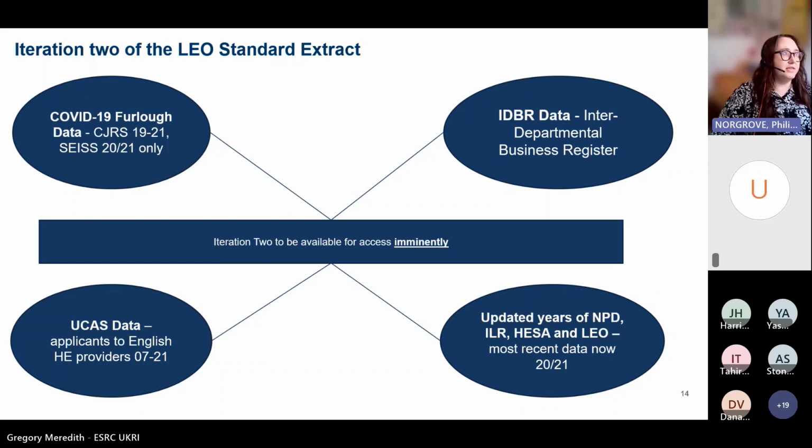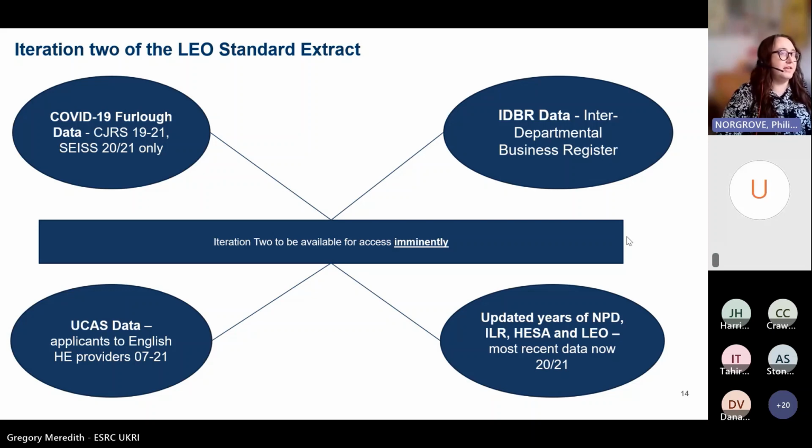And then also the SEISS, which is the Self-Employment Income Support Scheme data, a bit of a mouthful, which is available for the year 20 to 21. IDBR data, which is something that's been requested for a long time, will be available with Leo. And this is the Interdepartmental Business Register. And this allows for the first time users of Leo to identify what industry an individual works in. And this opens up a whole new world of potential research.